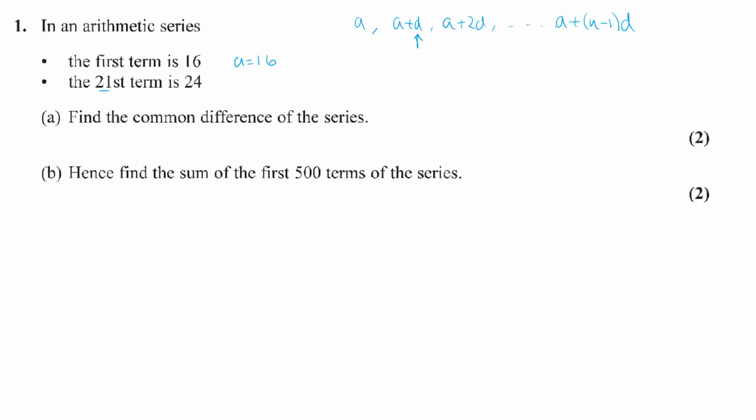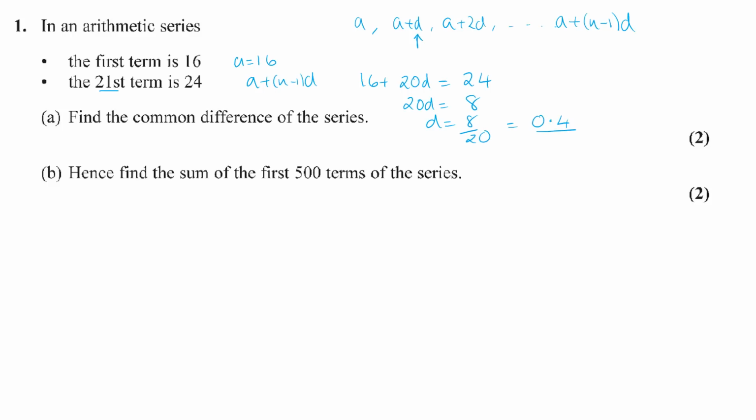So here when it's telling us the 21st term is 24, that's going to be a plus n minus 1 d, where a is 16 plus 20 lots of d, and that's equal to 24. So all we need to do is to solve that. 20d is going to be 8. So d is 8 over 20, which is 0.4.